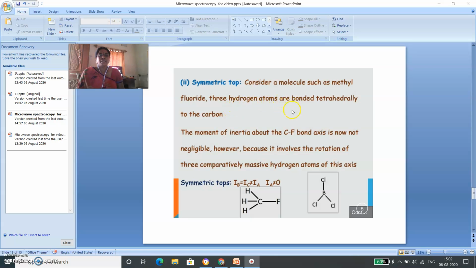3 methyl hydrogen atoms, for example, take CH3F. So where will the moment of inertia lie? In between C and F. So this will become the principal axis. So that's why the principal axis here is not equal to 0. Rest of the things, they are equal. Like this you can take others also. Right? So such types are called symmetric tops.